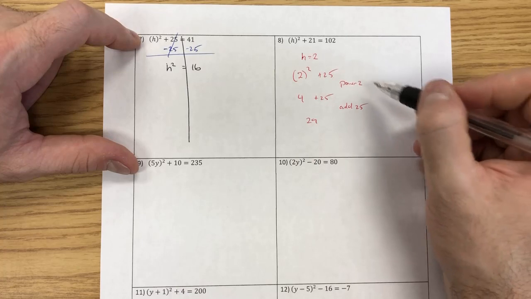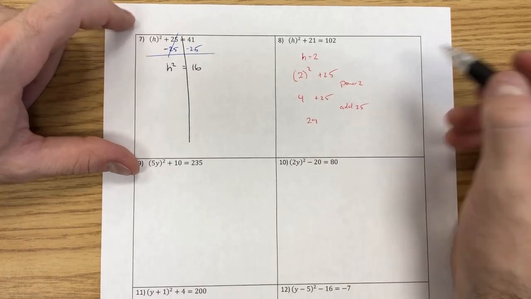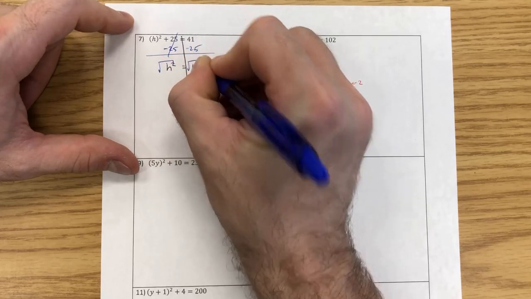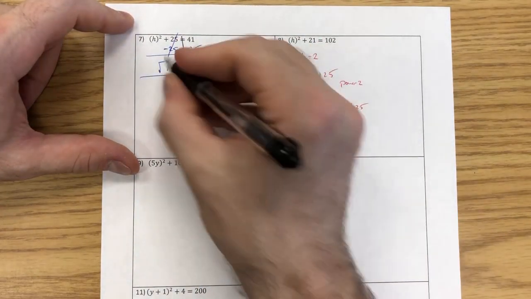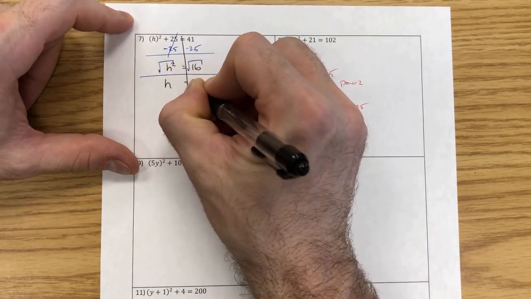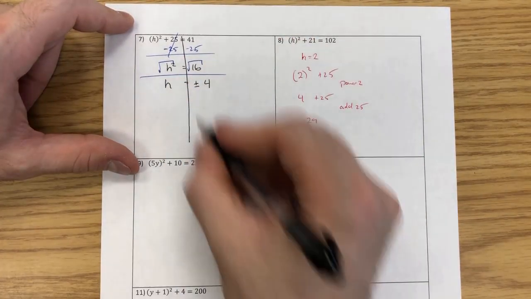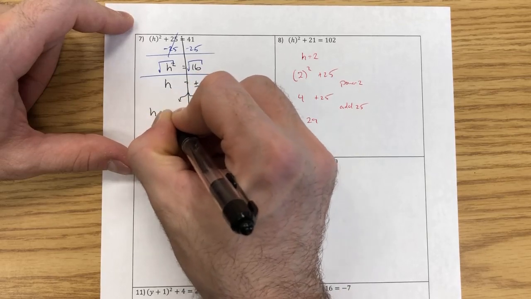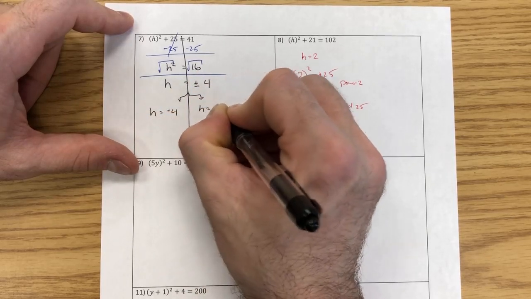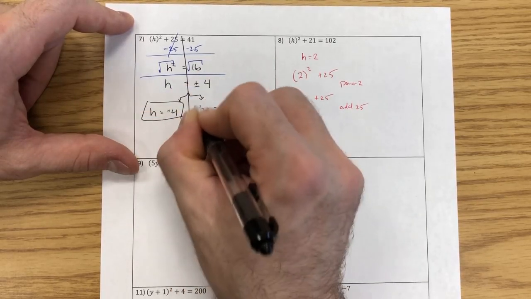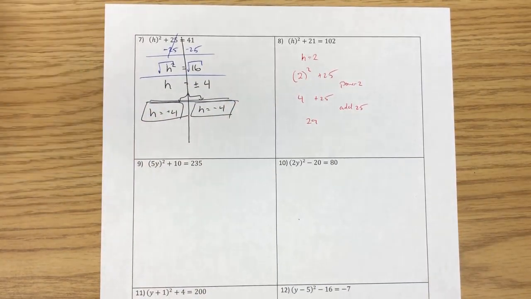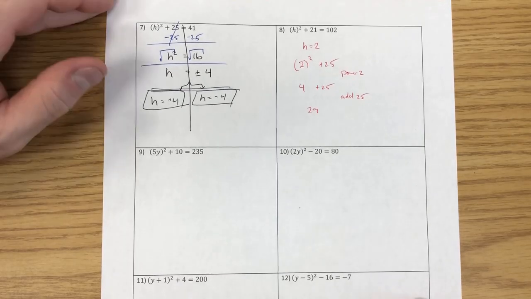The next thing I did was I powered 2. I'm going to say, okay, the opposite of a power 2 is going to be a root 2, which is going to give me h is equal to plus or minus 4. And I know with that plus or minus, it's going to give me two answers. h equals the positive 4 and h equals the negative 4. Boom. How'd you do? Oh, let's do 1 or 2 more.